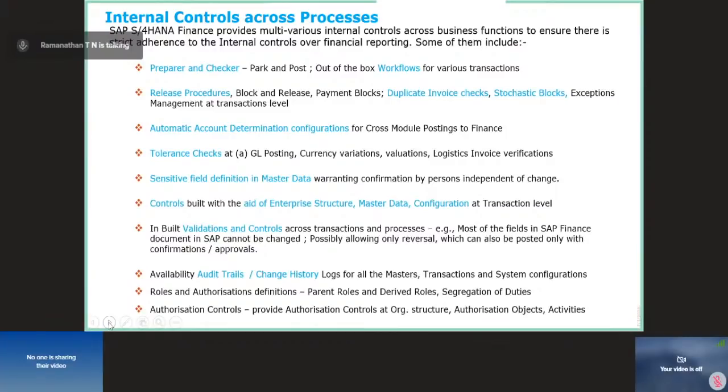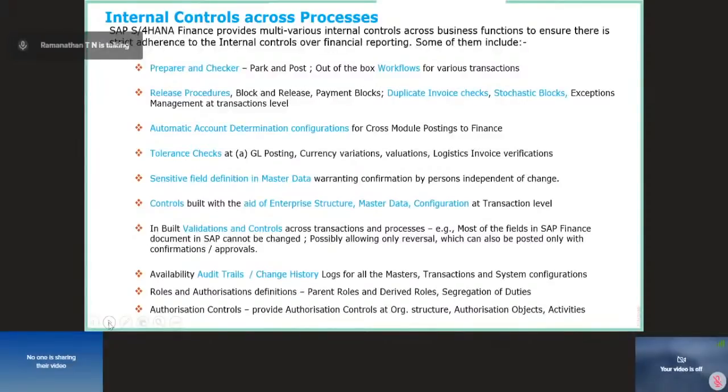The other aspect is transparency, availability of audit trails, change histories for such changes, roles and authorization definitions for following in nature, like you have parent roles and derived role concepts. So you define, like I told you, accounts payable accountant, accounts payable manager. This is a general role that can be a parent role. Now you are identifying and assigning it to a particular manufacturing plant or legal entity, so you are assigning it to that particular derived role. So these sort of controls are available.